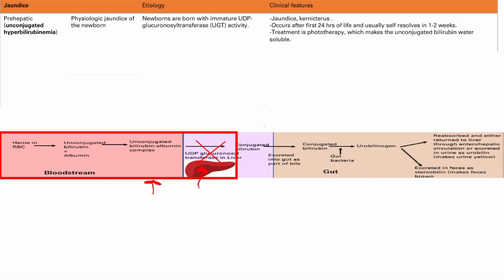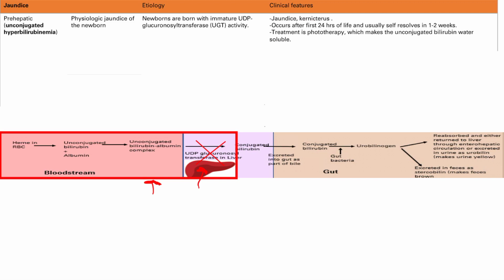What else it can cause is something called kernicterus, and this is unconjugated bilirubin depositing in the brain because it's lipid soluble. That's why it's not water soluble. It's lipid soluble, and the brain is a bunch of lipid. So if you get this deposition in the brain, you're going to cause a bunch of neurological symptoms. So that's a bad thing.